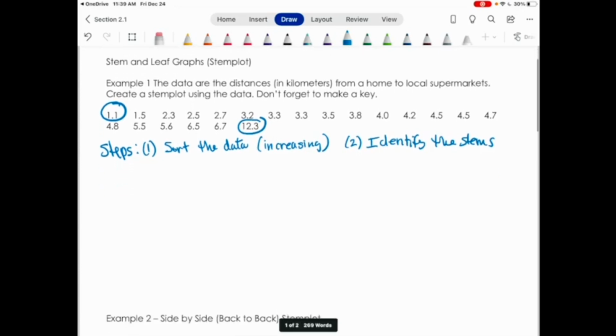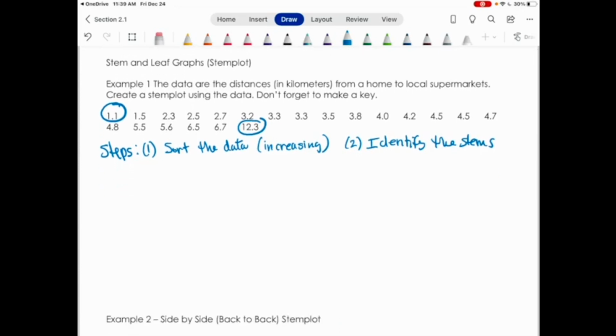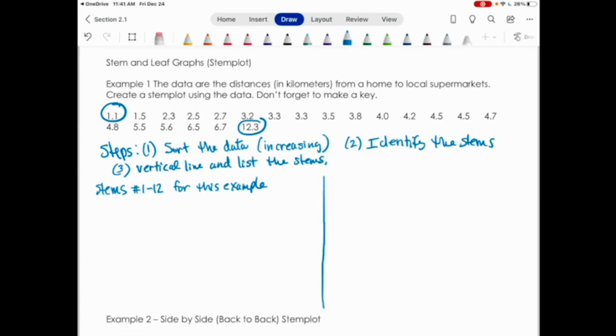So in this case, I'm going to have stems. Let me make a note of this. Stems are the numbers 1 through 12 for this example. Okay, now once you identify the stems, let me put this as step 3. You're going to draw a vertical line and list your stems. Now, it's very important that even if you don't have leaves for that stem, you still need to put that stem in there. And when you list it, you'll just have a blank line there if you have no leaves. Okay, so there's my vertical line, and my stems are going to be the numbers 1 through 12.